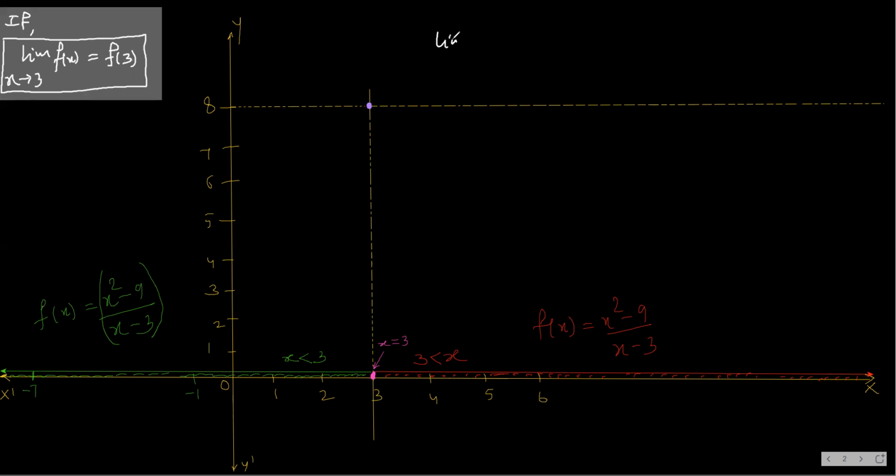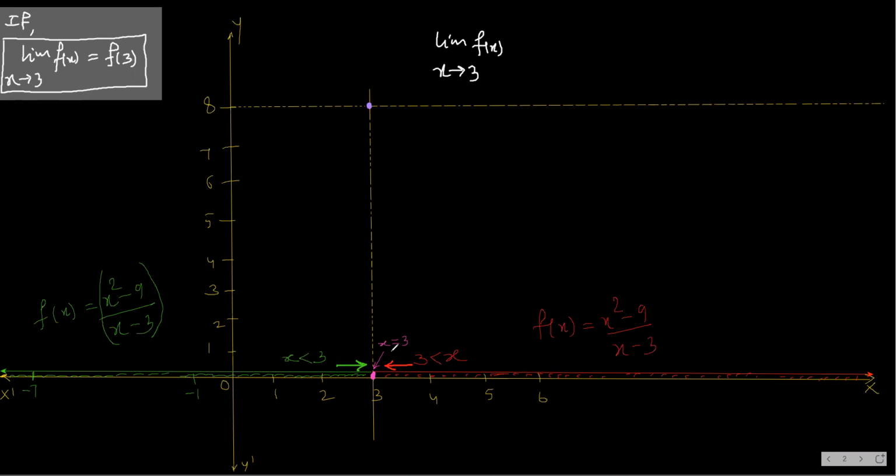So I will find out limit f of x, x tends to 3. The question is, can I find directly limit at x tends to 3, or I will have to find left hand limit and right hand limit? Will I have to find left hand limit and right hand limit, or I can directly find the limit at x tends to 3? The answer is I can directly find.